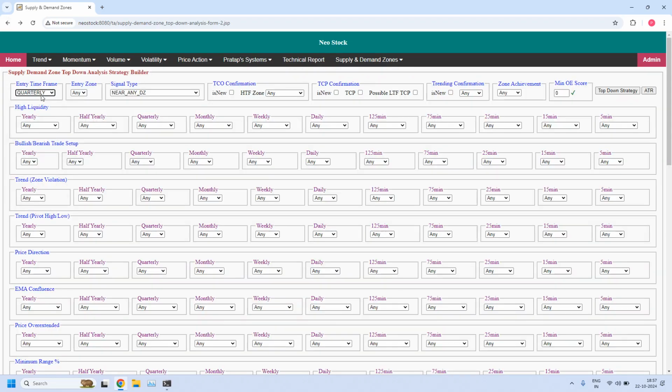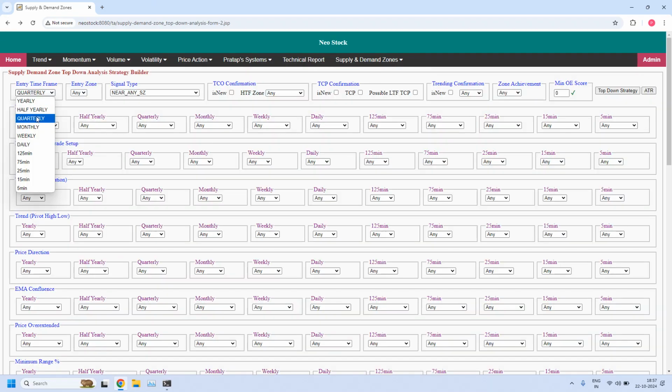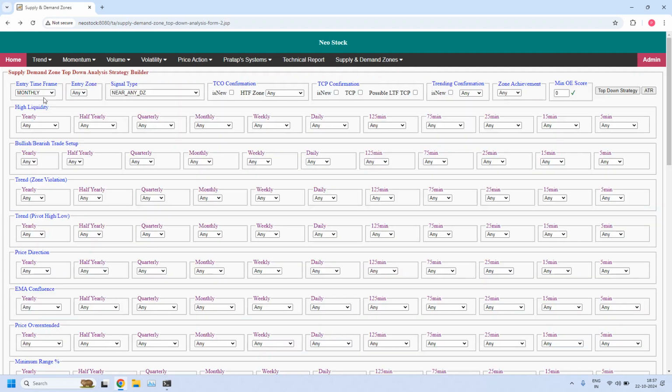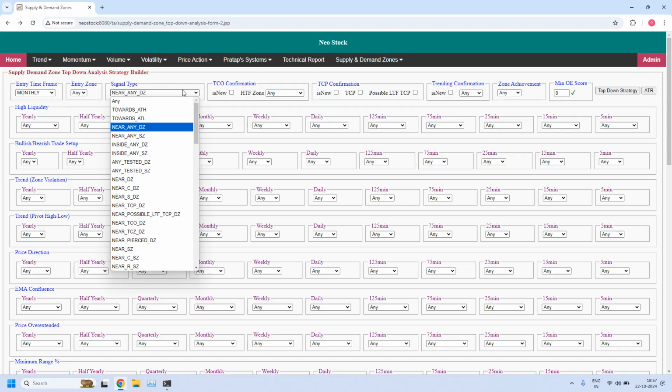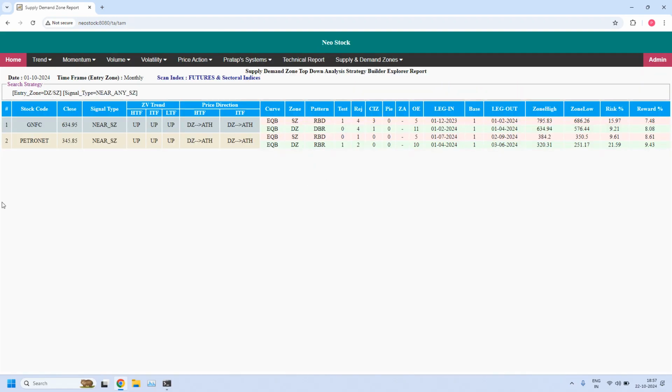Next, for quarterly time frame, let us find the stocks near quarterly supply zone. 2 stocks are filtered. Next time frame is monthly. Let us find the stocks near monthly demand zone. 6 stocks are filtered. Next, for monthly time frame, let us find the stocks near monthly supply zone. 2 stocks are filtered.